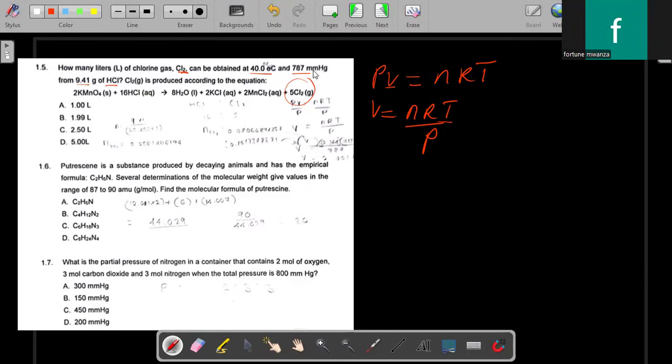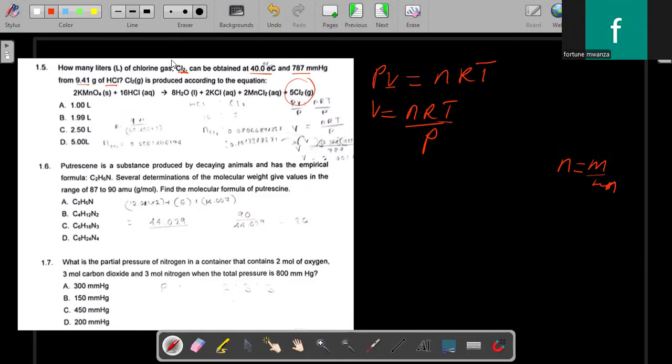So what I need there is the number of moles. The number of moles for what? For our gas here, because we are calculating the volume of our chlorine gas. So let's get the number of moles for chlorine gas. We know that the number of moles is given by mass divided by molar mass.